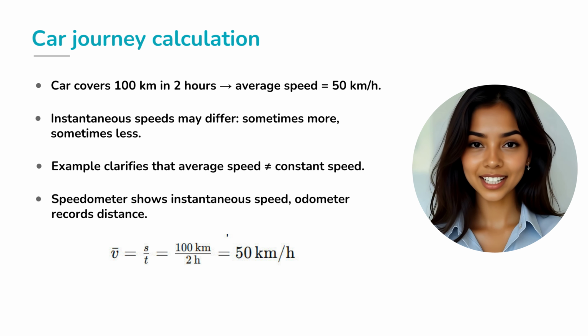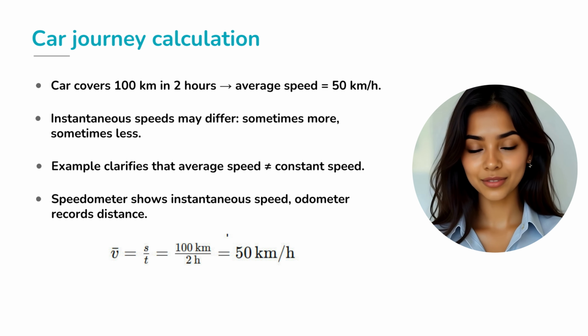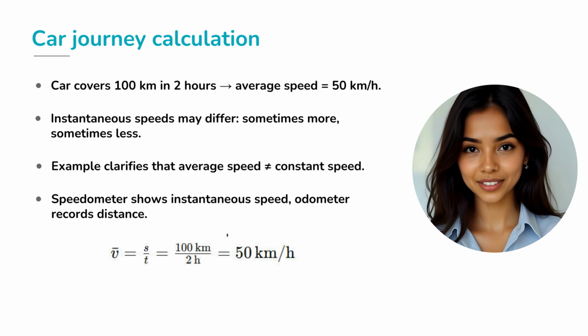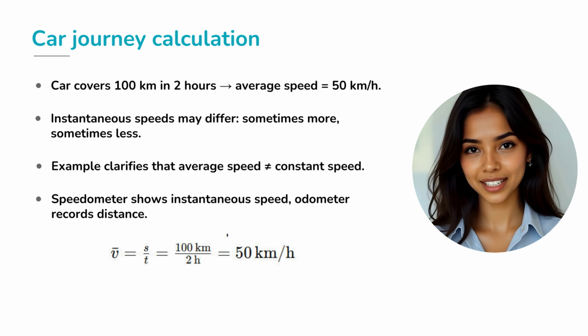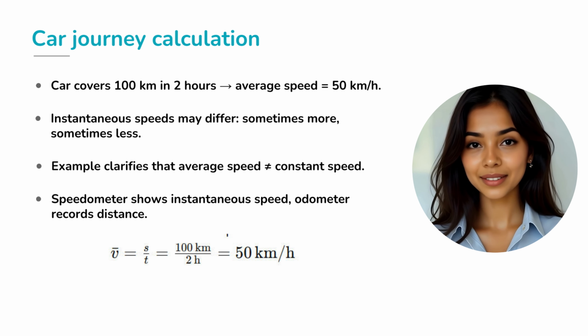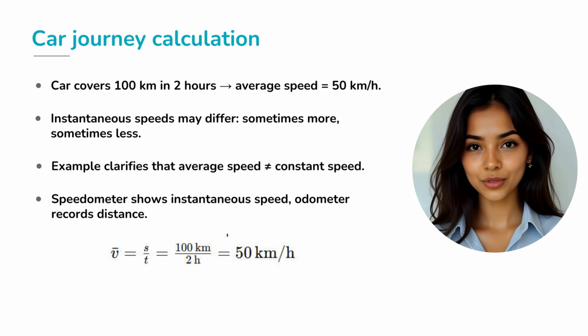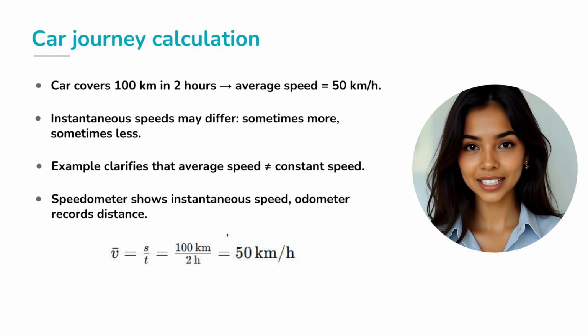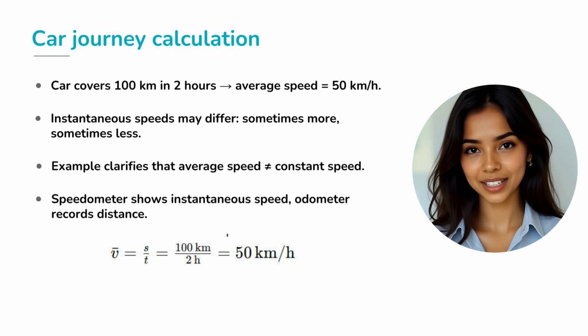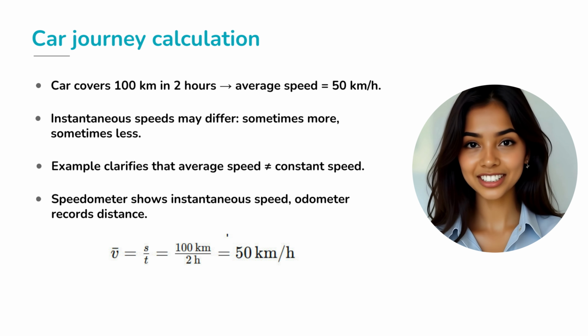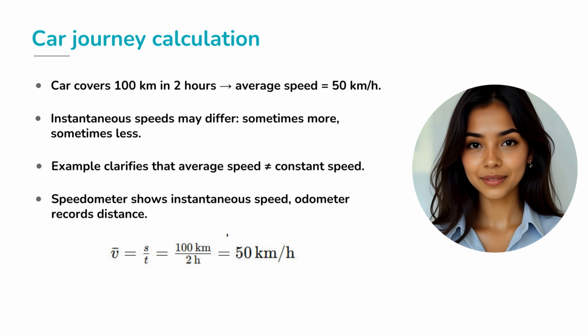Let's take a simple example. Suppose a car covers 100 kilometers in 2 hours. On average, its speed is 50 kilometers per hour. Now, does this mean the driver was always driving at exactly 50? Not at all. Sometimes faster, sometimes slower, but overall, the ratio of total distance to total time is 50. This is what average speed gives us, a big picture summary, while the speedometer in your car shows the instantaneous speed at any given moment.